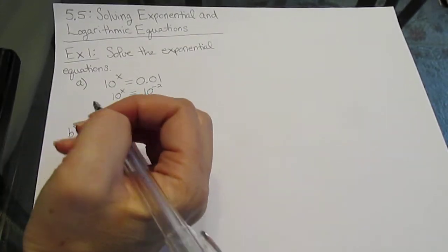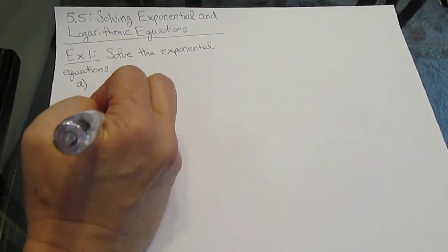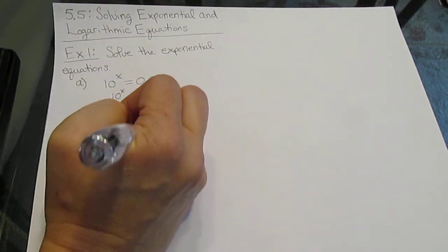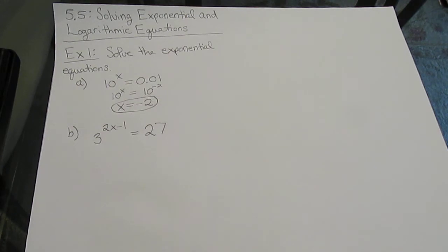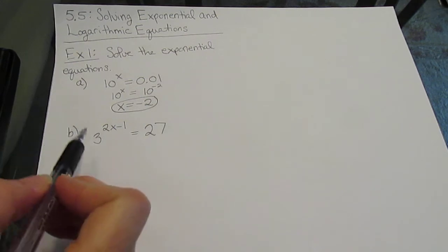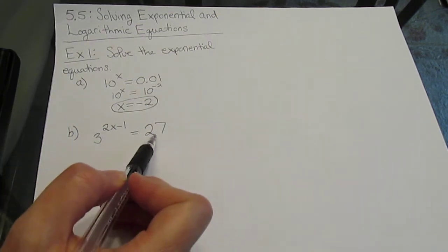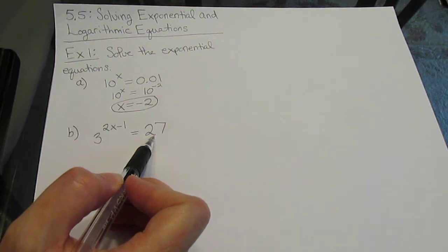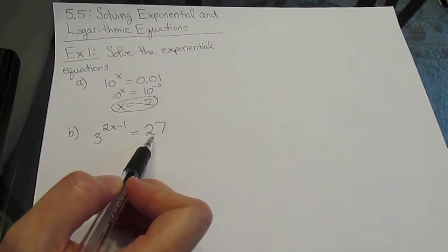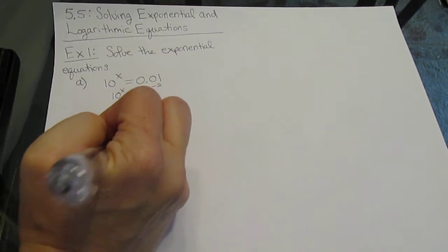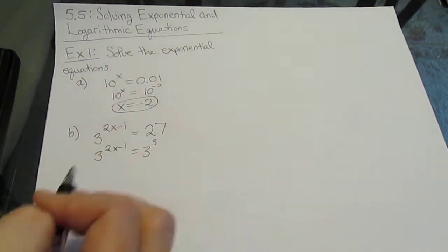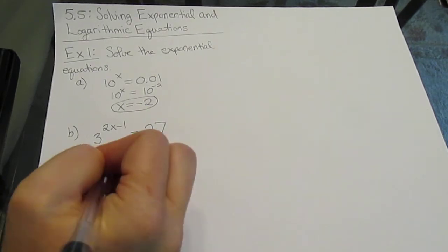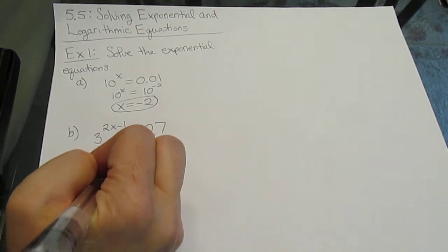Part B, I've got 3 to the 2x minus 1 equals 27. Okay, well again, take a look at your bases. See if you can get the bases to be the same. Okay, well I've got a base of 3 over here. 3 to what power is 27? Well, 3 to the 3rd power. So I'm going to replace it. And we got our bases the same. So now we can set our exponents equal to each other.